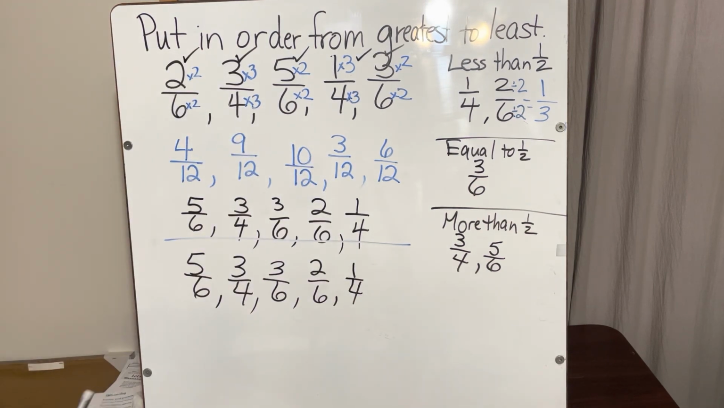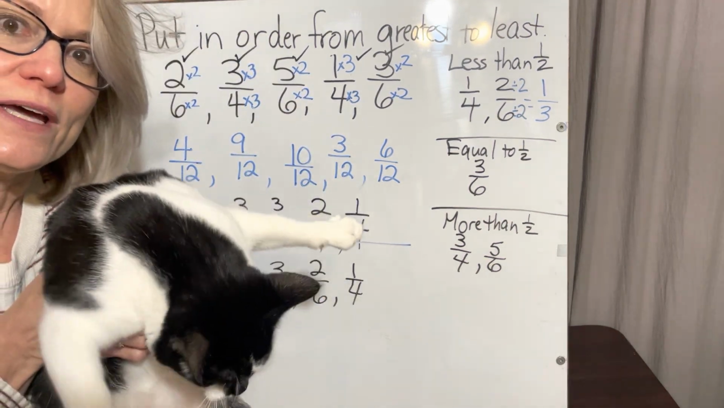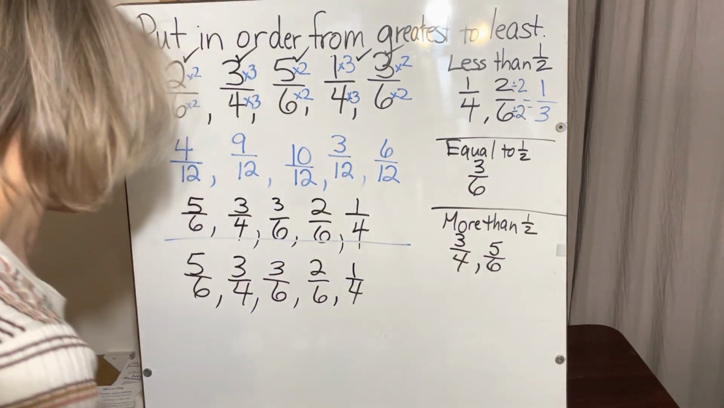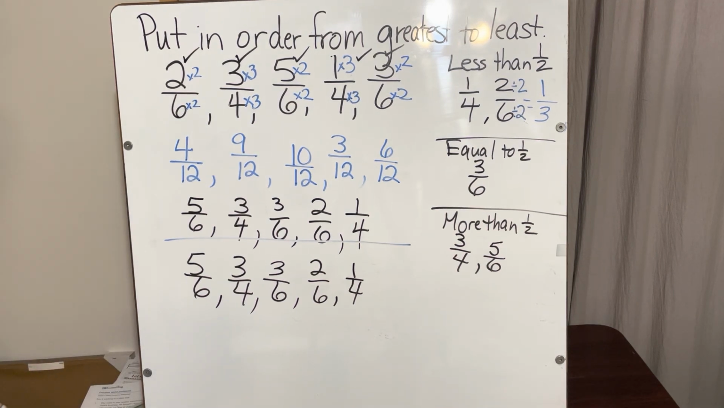Now, we've got a small little mathematician who wants to say hi real quick. She's going to run away because she doesn't like to be held. But that was Elsa. I didn't know if you saw her. She put her paws up there.